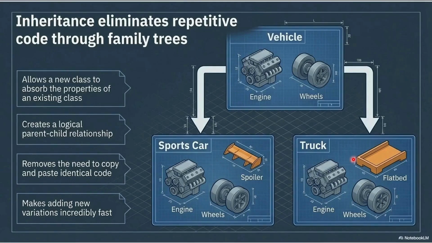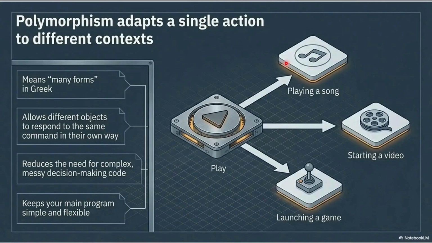Okay. But if you talk about the truck, it also has a powerful engine. It has wheels, but it will have a flat bed. So these are some additional features for truck. These are some additional features for sports car, but they have been inherited from vehicle. Okay. Next, polymorphism. This is very, very important.